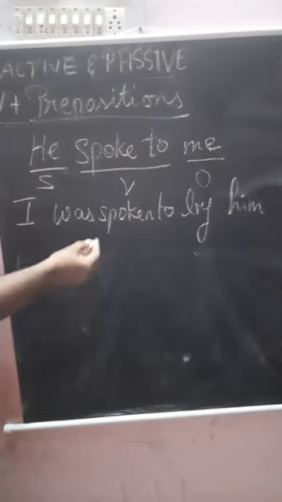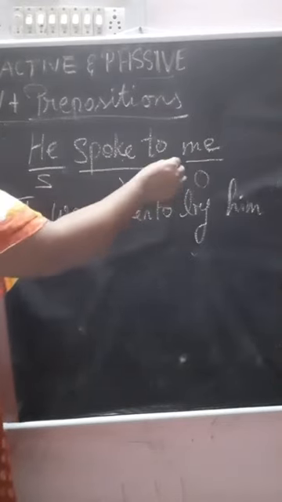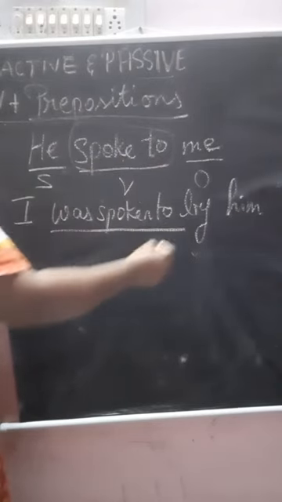Just remember, when a preposition follows the verb and there is an object, then we should not split it. We have to use it along with the verb.